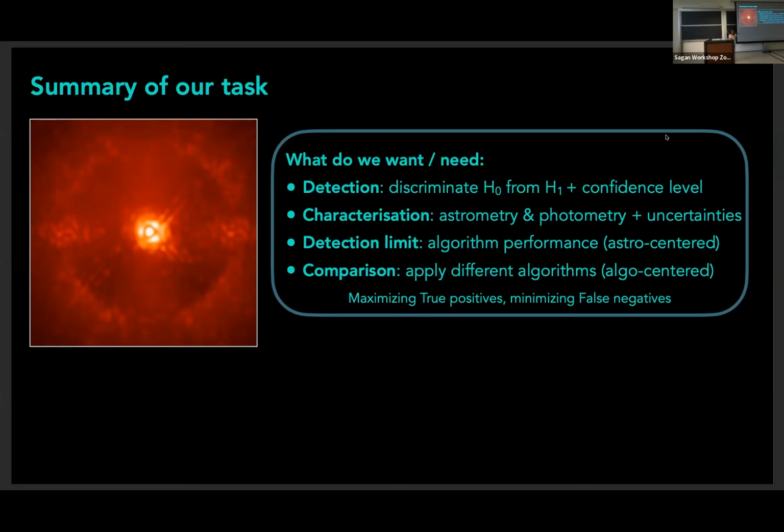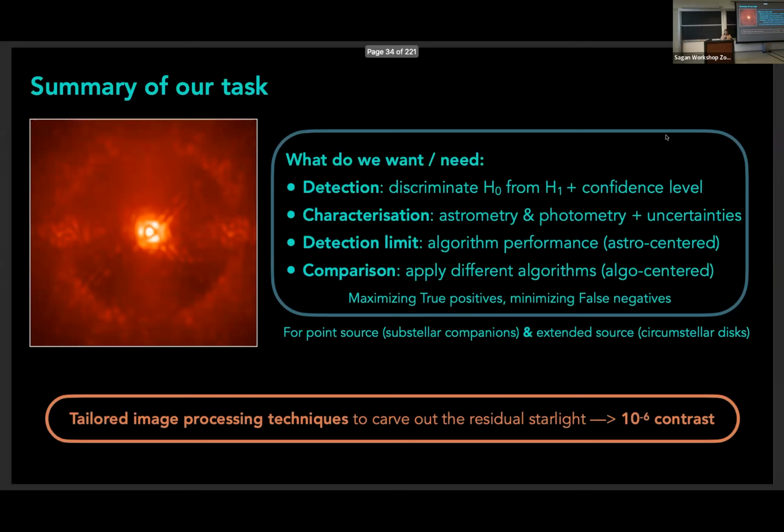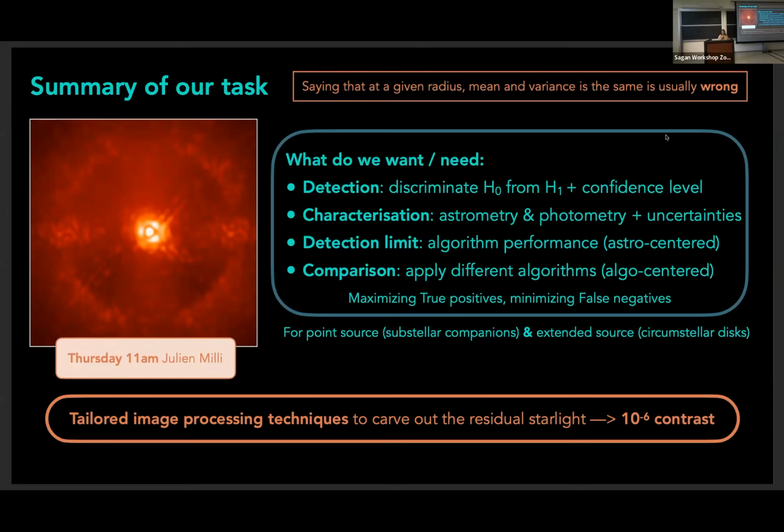But the ultimate goal is to maximize the true positives with your algorithm, and it's very obvious what I'm saying, minimize the false negatives. This works for point sources, so any substellar companions, but also for extended sources, so any type of circumstellar disk. Yeah, so that's what we want to do. You ready? Because that's going to be long. So yeah, don't forget this talk by Julien to explain.